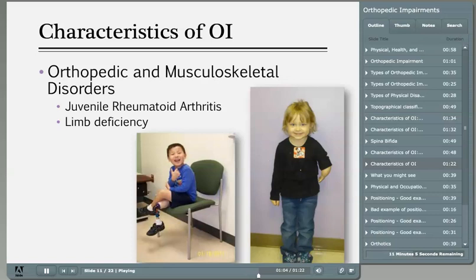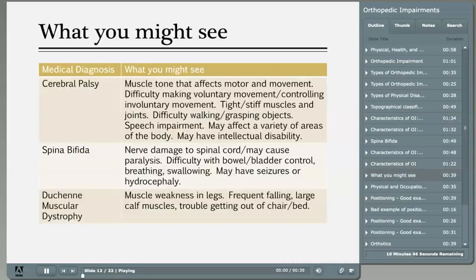Limb deficiencies include skeletal abnormalities in which partial or total loss of a limb occurs as a result of birth defects or accidents. Students are typically fitted with prosthetic devices and may need support and modifications to effectively use the device and interact with the environment. Take a minute to look over this table and review some of the conditions we have talked about so far.